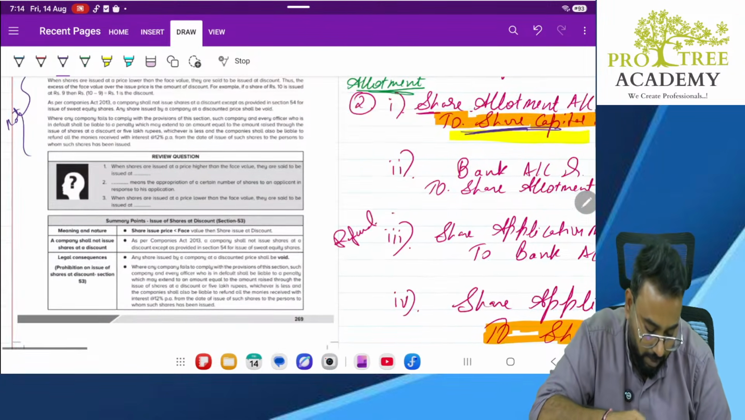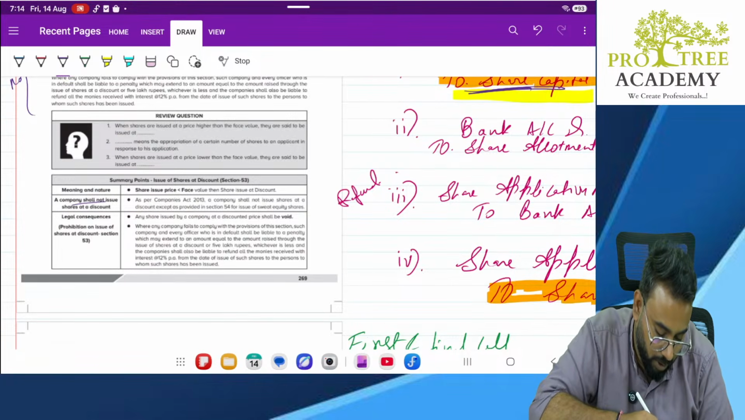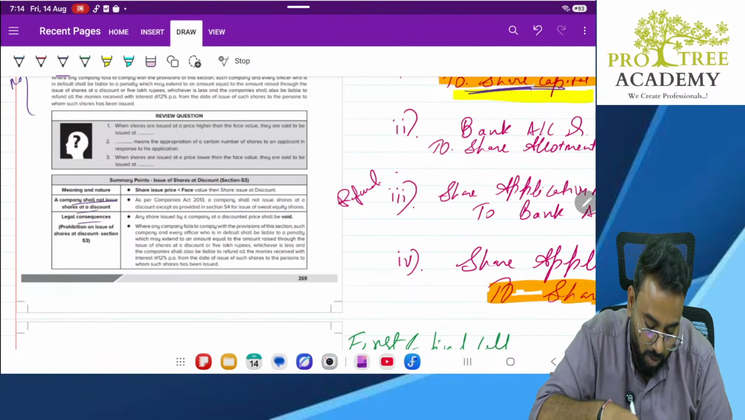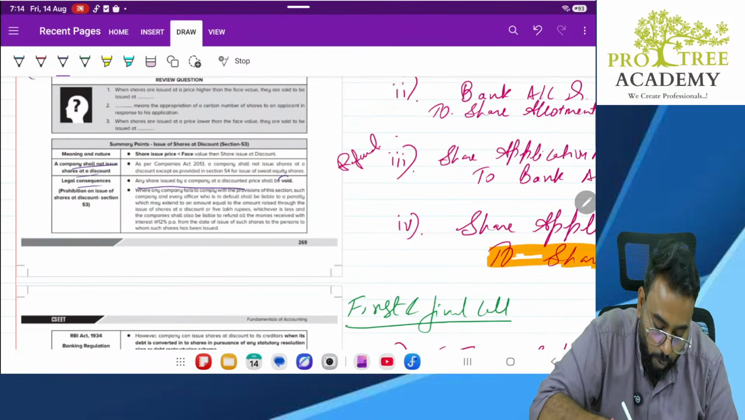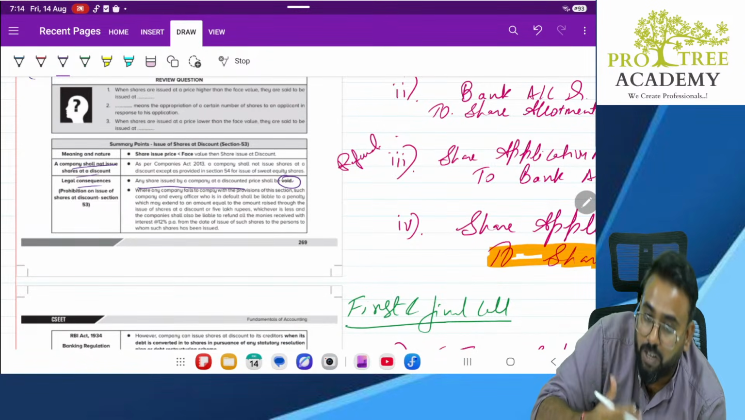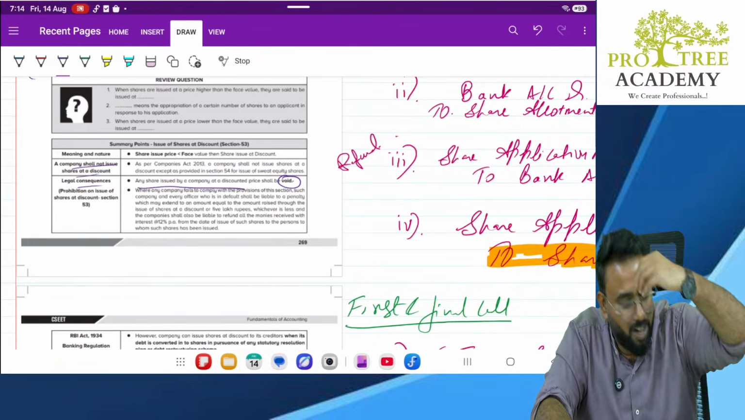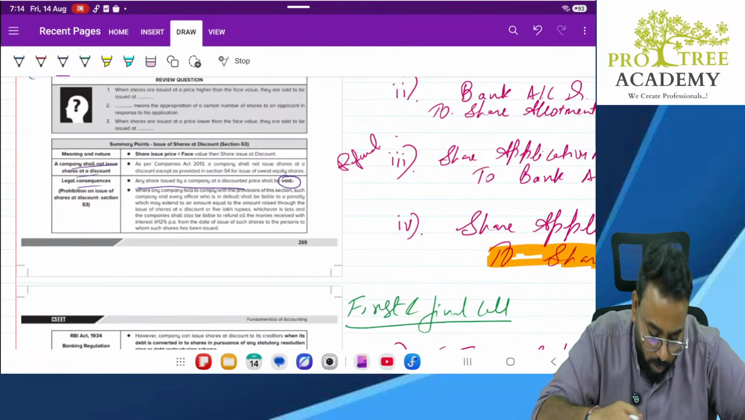Issue of shares at discount, I have already told you, is not allowed. That is what they are explaining. A company shall not issue shares at discount, with legal consequences and all. So if you issue also, it will become void. I hope you know what is void. Void is where the agreement or the issue itself is totally illegal. It is not considered as legality. There is no legality over it. Clear?